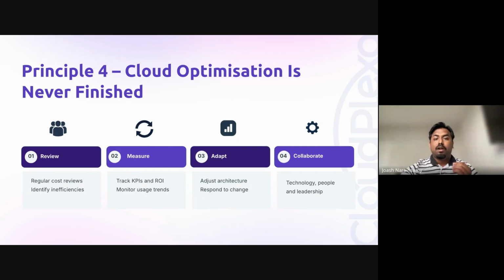Visibility, governance, automation, and continuous improvements are enabled by technology, but made successful by people. The best results come when technology, finance, operations, security, and business teams work together towards a shared business outcome. So the question is no longer whether organizations should move to the cloud, but how to maximize the value of every investment once they're there. True cloud maturity means moving beyond simply running workloads to building a cloud strategy that drives long-term business growth.